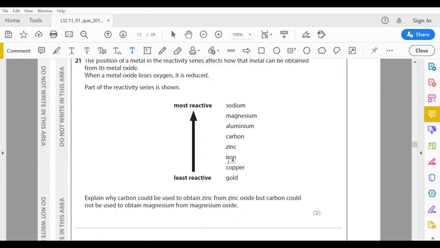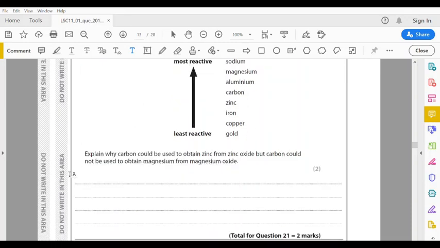Next one, again the reactivity series is given. Explain why carbon could be used to obtain zinc from zinc oxide, but carbon could not be used to obtain magnesium from magnesium oxide. So it's a 2-mark question, so we'll see. You can see carbon is in the middle, so it's above zinc, but it's below magnesium. So that's the basic reason that we can't use. So we'll write carbon is more reactive than zinc, but it is less reactive than magnesium.